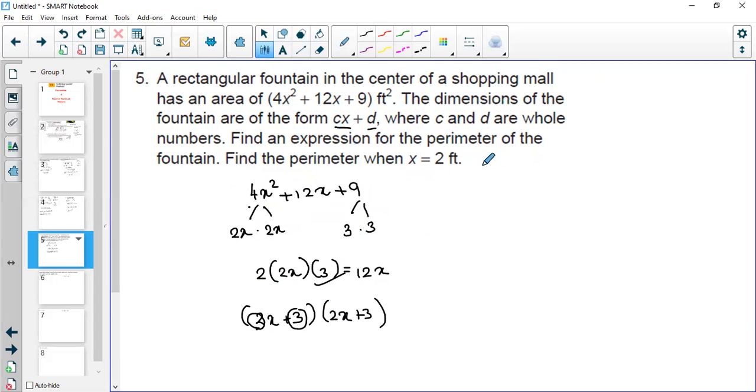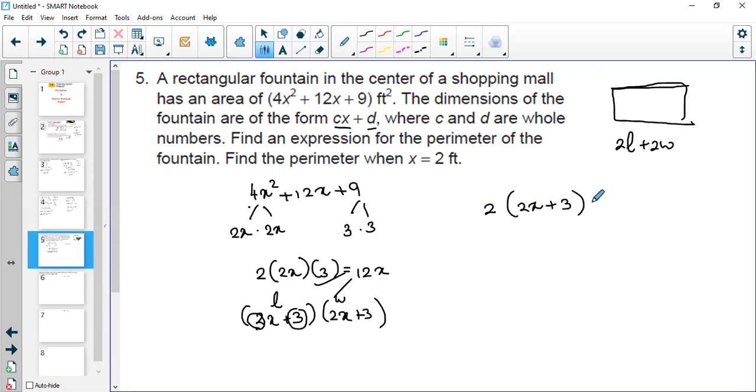So now how could we find the expression for the perimeter of the fountain? You know how to find the perimeter. The formula for the perimeter of a rectangle, they said it's a rectangle, is 2L plus 2W, right? So here, definitely this is going to be the length and this is going to be the width, which means it's the same. So instead of writing 2L plus 2W, we could say 4 multiplied by this factor. It's going to be the same, but if you want, you can still write it as 2 multiplied by 2x plus 3 plus 2 multiplied by 2x plus 3.